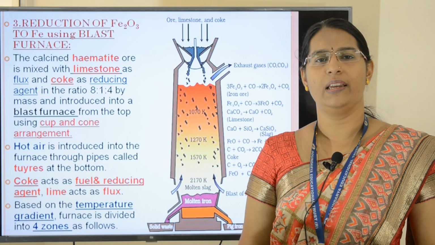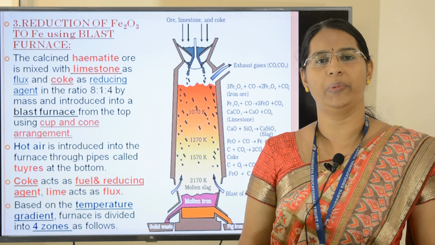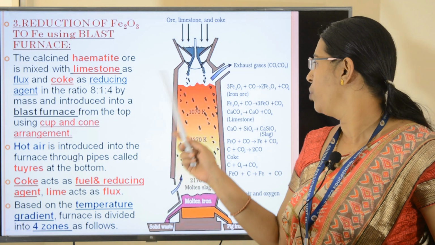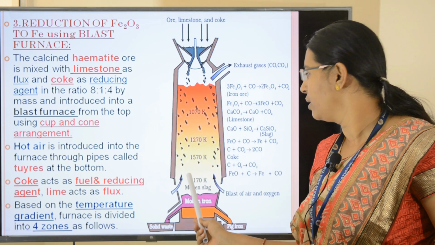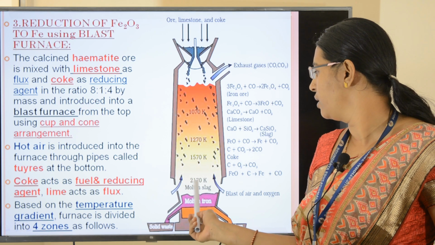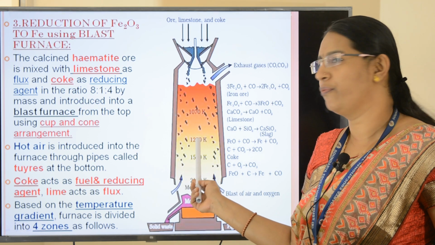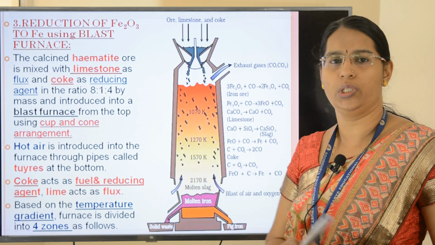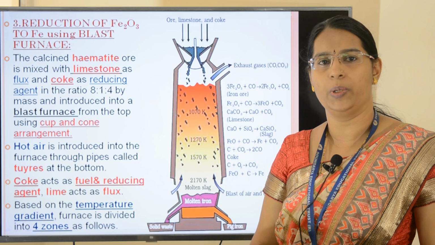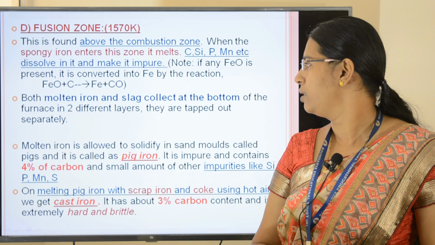Hello students, in last class we discussed the extraction of iron from hematite using a blast furnace. We discussed the various zones in the extraction of iron using the blast furnace, such as the zone of combustion, zone of reduction, zone of slag formation and zone of fusion. All these reactions are very important for your exam purposes. So these are the reactions we have discussed.